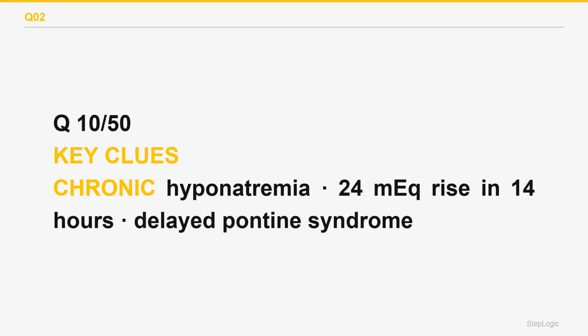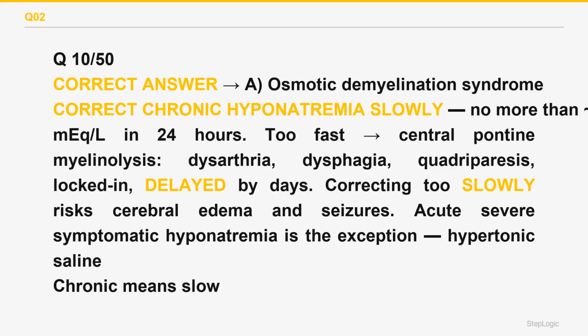Demyelination follows, classically in the central pons, producing dysarthria, dysphagia, and quadriparesis that appear 1 to several days after the correction, when the sodium looks reassuringly normal. The safe limit is roughly 8 milliequivalents per liter in 24 hours. This patient received 3 times that. The correct answer is A.